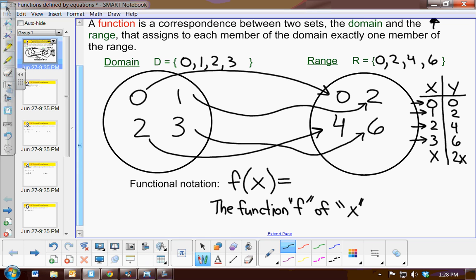Now, what is this function doing? What is the machine producing? It's saying take the input value and multiply it by 2. Take the x value and multiply it by 2. That is function notation. f of x is 2 times x.